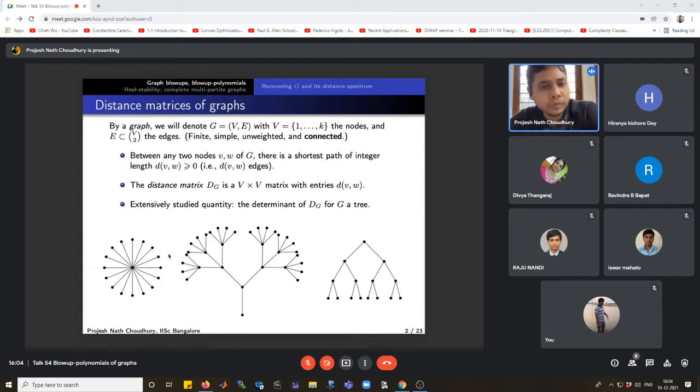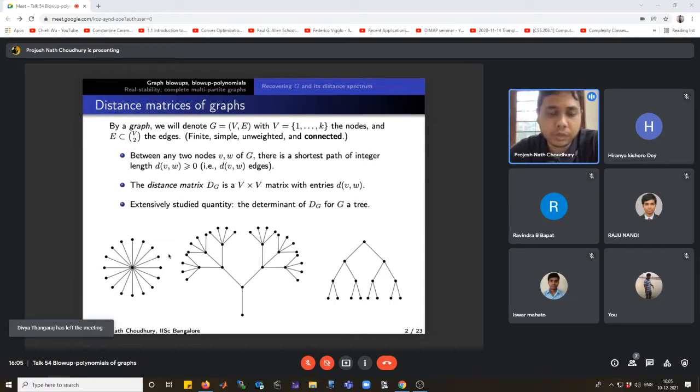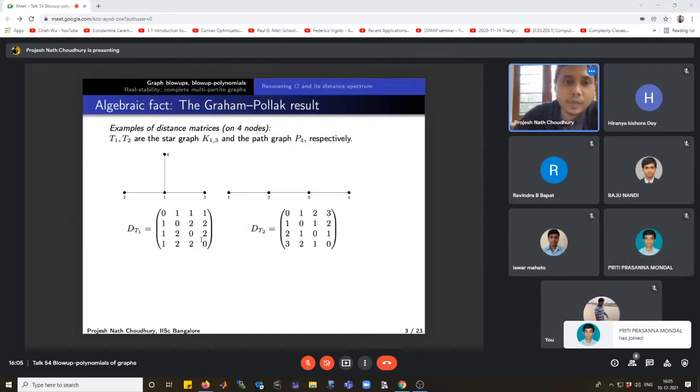Our work is motivated by two classical facts. The first fact is algebraic. That is an interesting phenomenon on the distance matrix of trees. This is a result by Graham and Pollack. To illustrate this, there is an example. Take these two trees on 4 nodes. Clearly, these are not isomorphic.